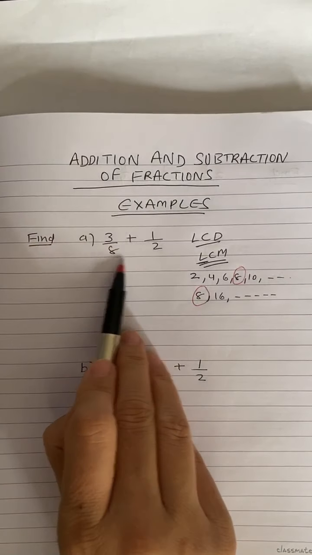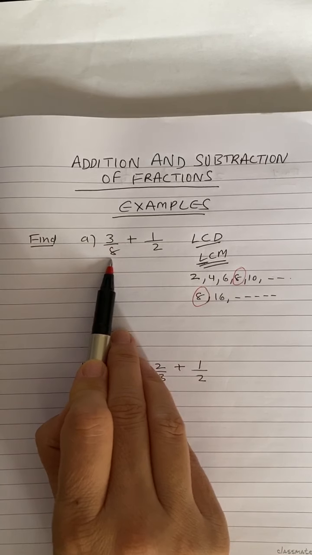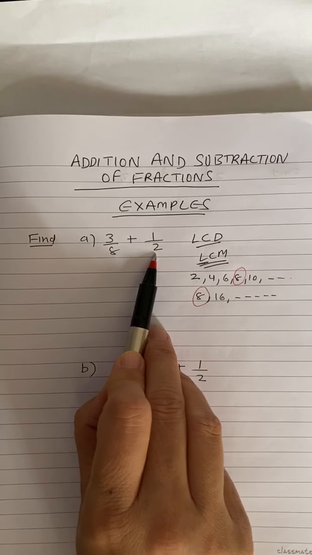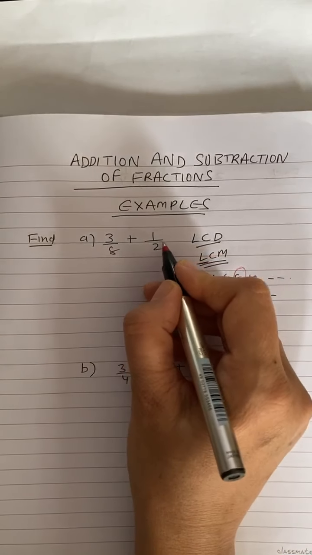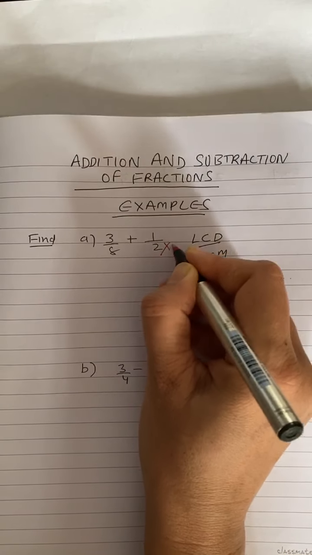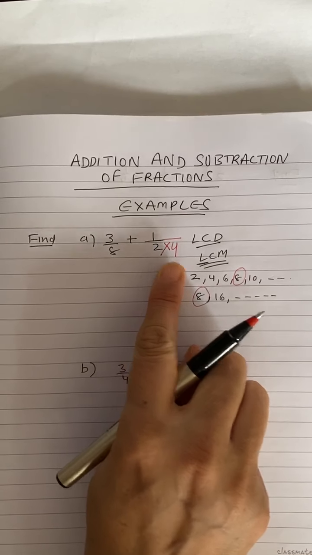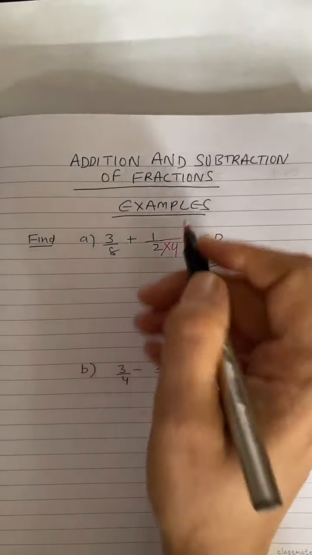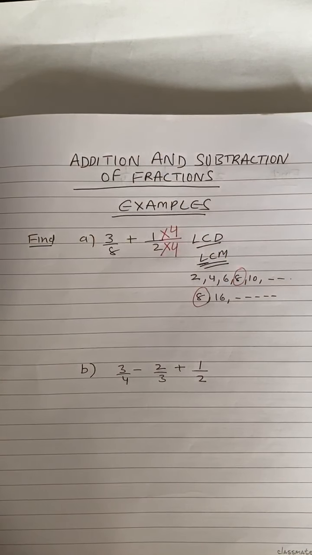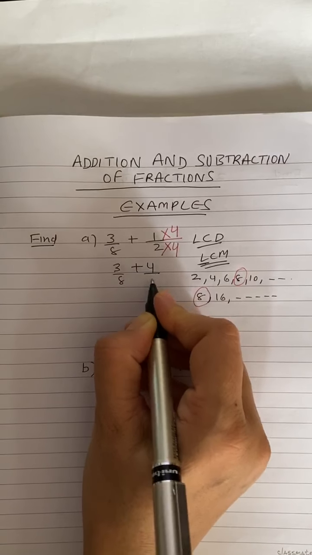So I need to make the denominator 8 for both of them. Here I have to do nothing because I already have this denominator as 8. Here we have 2 as the denominator, so I need to make it 8, which means I need to multiply this by 4. When I'm multiplying anything in the denominator, I need to do the same thing for the numerator. So I need to multiply this also by 4. So we got 3 over 8 plus 4 divided by 8.